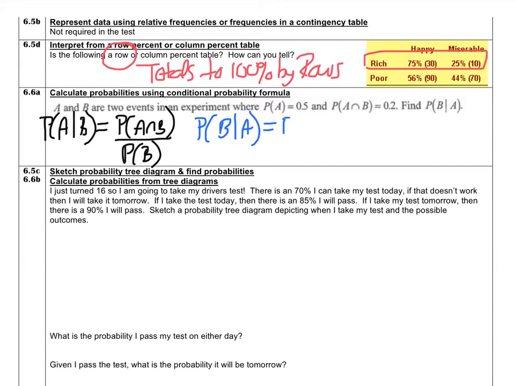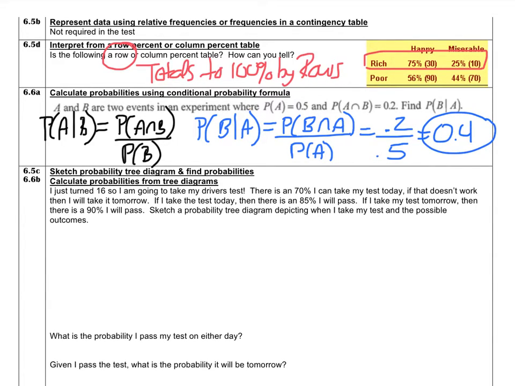That's going to be equal to the probability of B and A over the probability of A. Now they already gave us the probability of A, it's 0.5. The probability of B and A can be written as the probability of A and B. It's the same thing, that's 0.2. So it's a very simple problem. It's just 0.2 over 0.5, which simplifies to 0.4. So there's a 40% chance that event B happens given that A already took place.